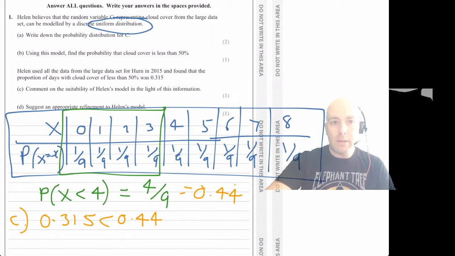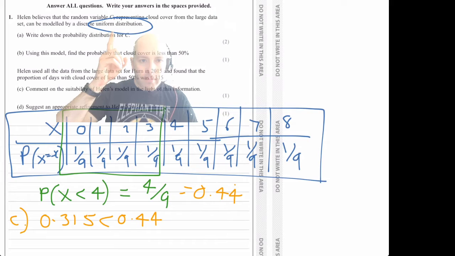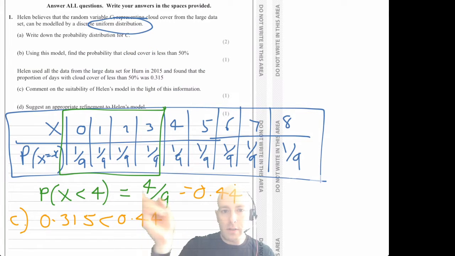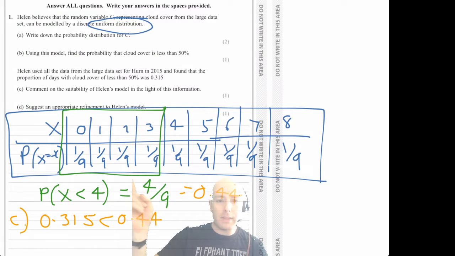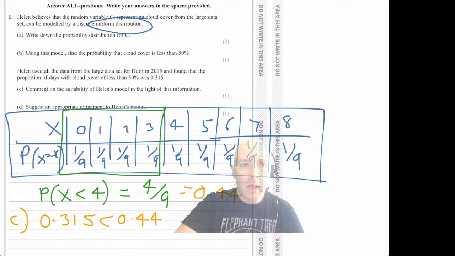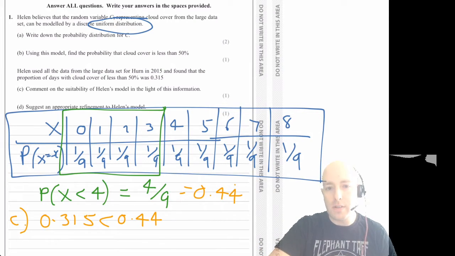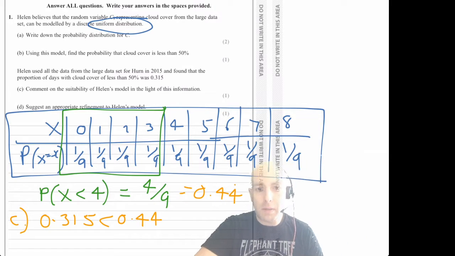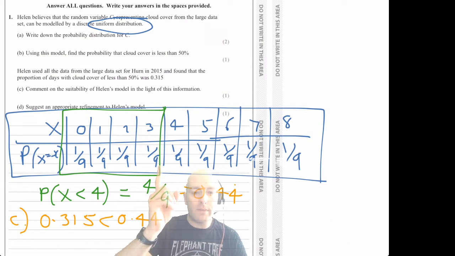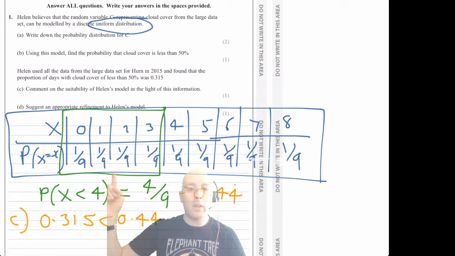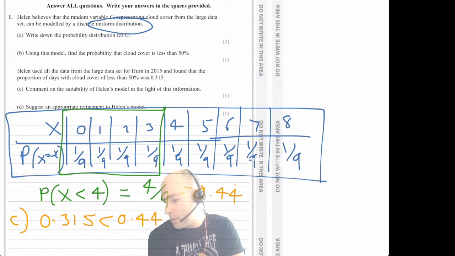The other key bit here is the uniform distribution. A uniform distribution means that the probability of each of these outcomes has got to be the same. So there are 9 outcomes in total, therefore each of the probabilities should be 1/9. So we're asked to find the probability the cloud cover is less than 50% of the sky. So 50% of the sky would be 4/8 of the sky. So we want less than this, so it's going to be 1, 2, 3, 4/9 in total.